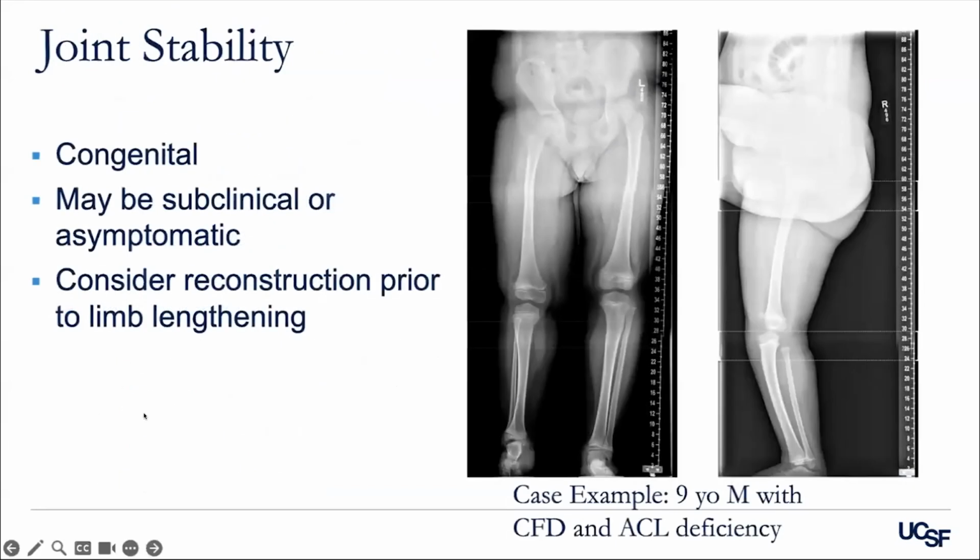And then lastly, the joint stability needs to be assessed. This is definitely more relevant in congenital etiology of leg length differences or limb length differences. And in some patients, this may be subclinical or asymptomatic and only detected on clinical exam or imaging. And it is very important to consider the joints prior to performing any limb lengthening or reconstruction.